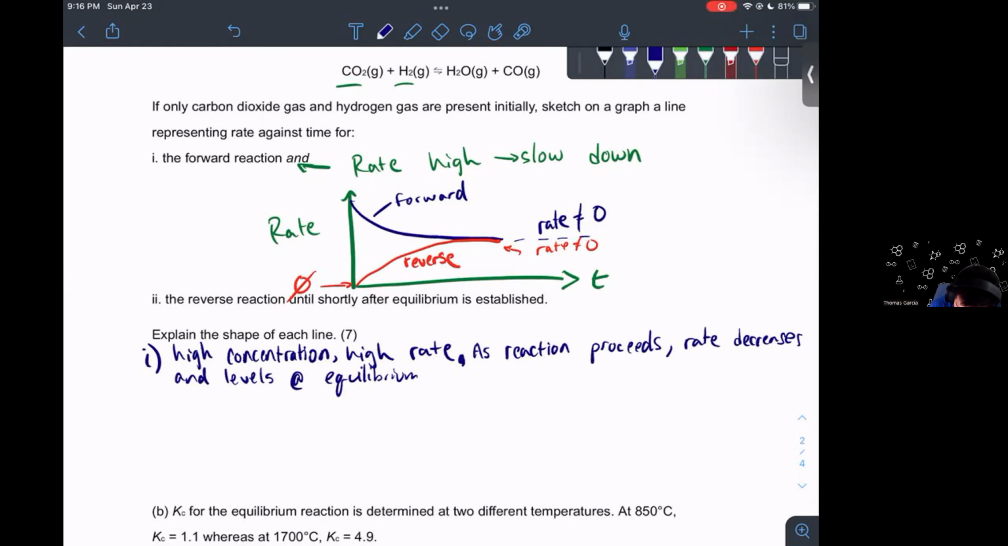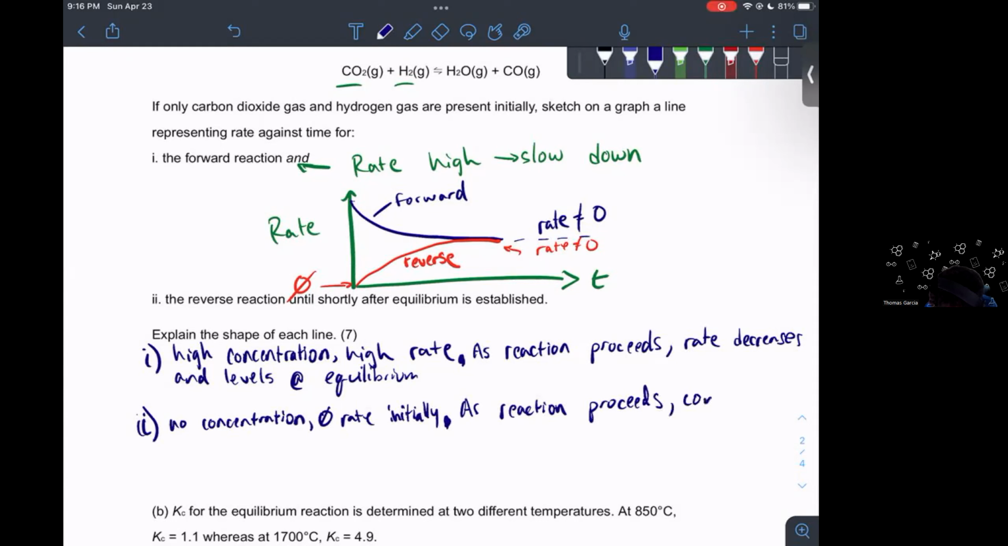For the reverse reaction, it's the opposite. No concentration, zero rate initially. As reaction proceeds, concentration increases and rate does as well.